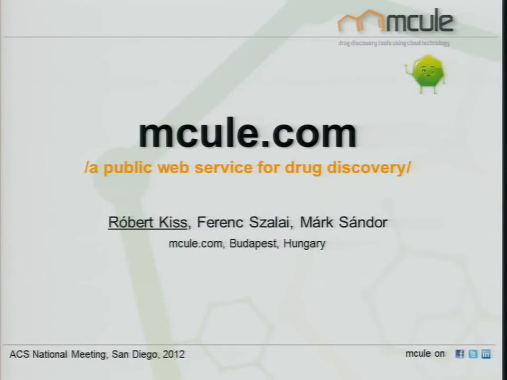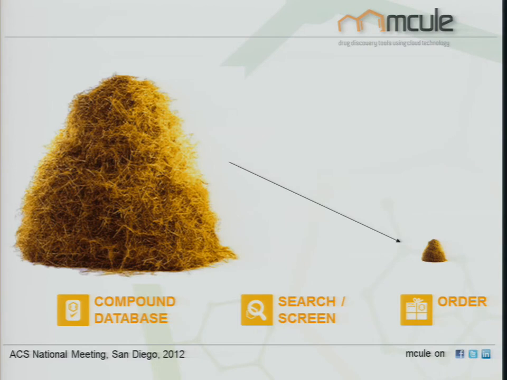So this talk is about Mcule.com, which is a website where you can do some drug discovery. You can use drug discovery tools. Drug discovery is basically about finding a needle or a few needles in a haystack. So the question is how to find them. The haystack is usually quite large, and so if you apply virtual screening, what you can do is to reduce the size of the haystack. So you can start with the large one and end up with the small one. You can order them and test them in your lab.